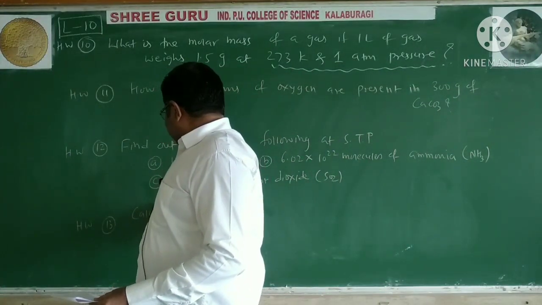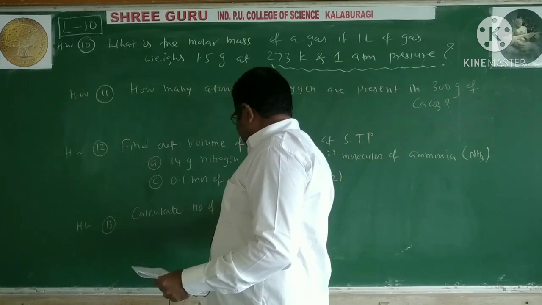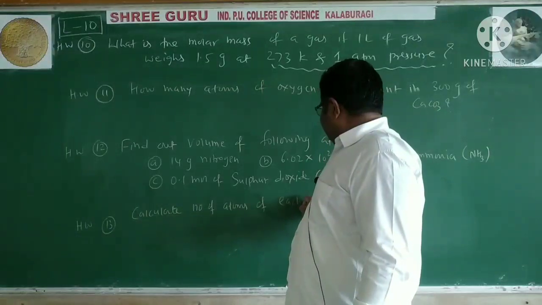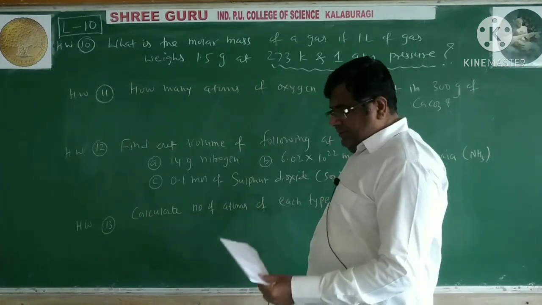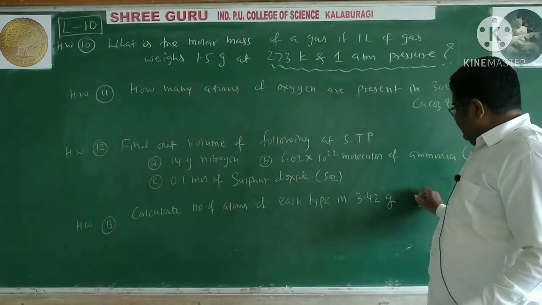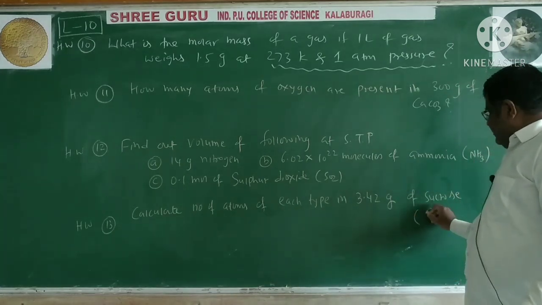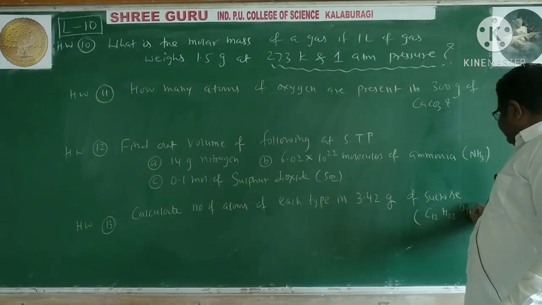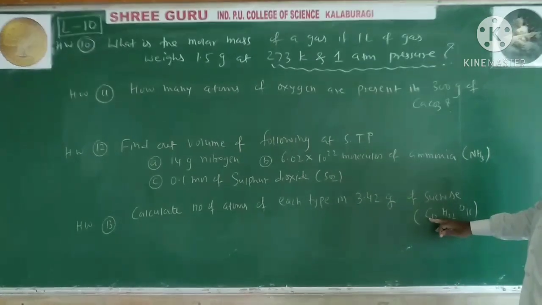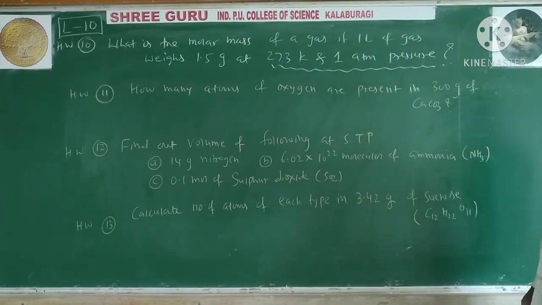Calculate the number of atoms of each type in 3.42 gram of sucrose. Sucrose is C12H22O11. Each type means how many atoms of carbon, how many atoms of hydrogen, and how many atoms of oxygen are present.